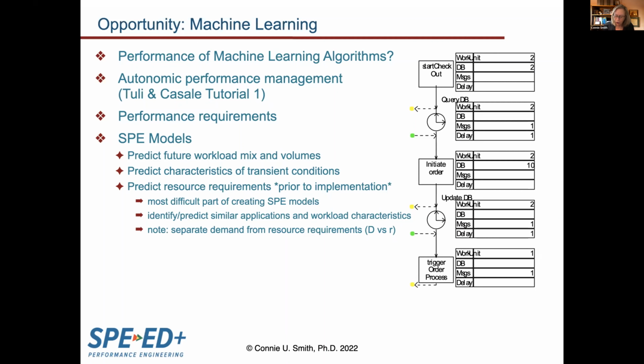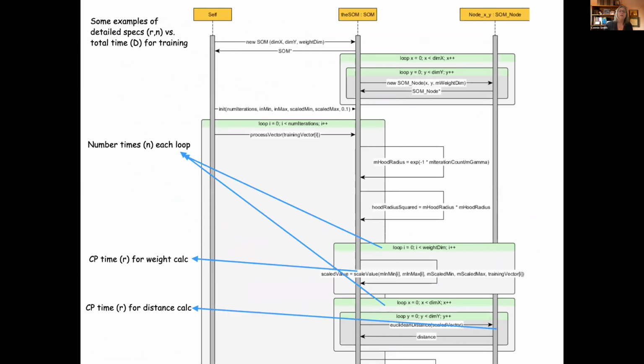Let me show you one more slide that helps to explain what I mean by what we need in a little more detail. This is, in fact, a sequence diagram of one particular machine learning algorithm. If we wanted to predict the performance of this algorithm, then for these loops, we need to know how many times we go through that loop. There's a weight calculation down in this region, and we need to know the CPU time for that weight calculation. For the distance calculation down below, we need to know the CPU time for that distance calculation.